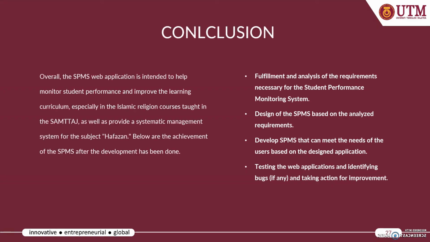And for the conclusion, overall, the SPMS, or Student Performance Monitoring System, is intended to help monitor student performance and also improve the learning curriculum, especially in the Islamic religion courses taught in Samtaj, and also provide a systematic management system for the subject Hafazan. The achievements during the development are: first, fulfillment analysis of the requirements necessary for the student performance monitoring system. Next, design of the SPMS based on the analyzed requirements. The third is developing the SPMS so it can meet the needs of the user based on the design application. And the last one is testing the web application and identifying bugs, if any, and taking action for improvement. So that's all from me.